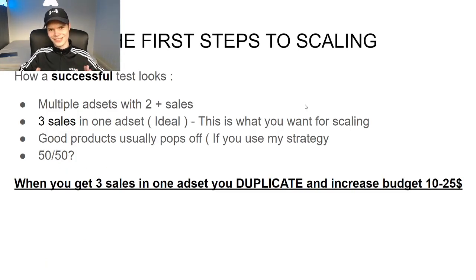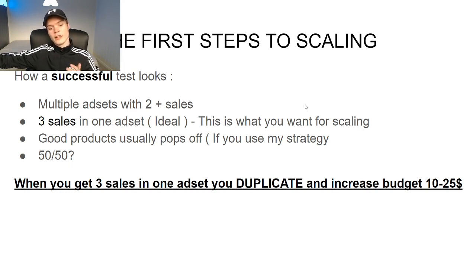Here we go, guys. Here's the blueprint. The first step to scaling: how a successful test looks. That's what we're going to go over in the beginning, because you're not going to be able to scale if you don't have a successful test, right? And it all comes down to the product. Obviously, this is not a product research video. I already got that; you could check it out. But when you're going to scale, it obviously requires a good product.